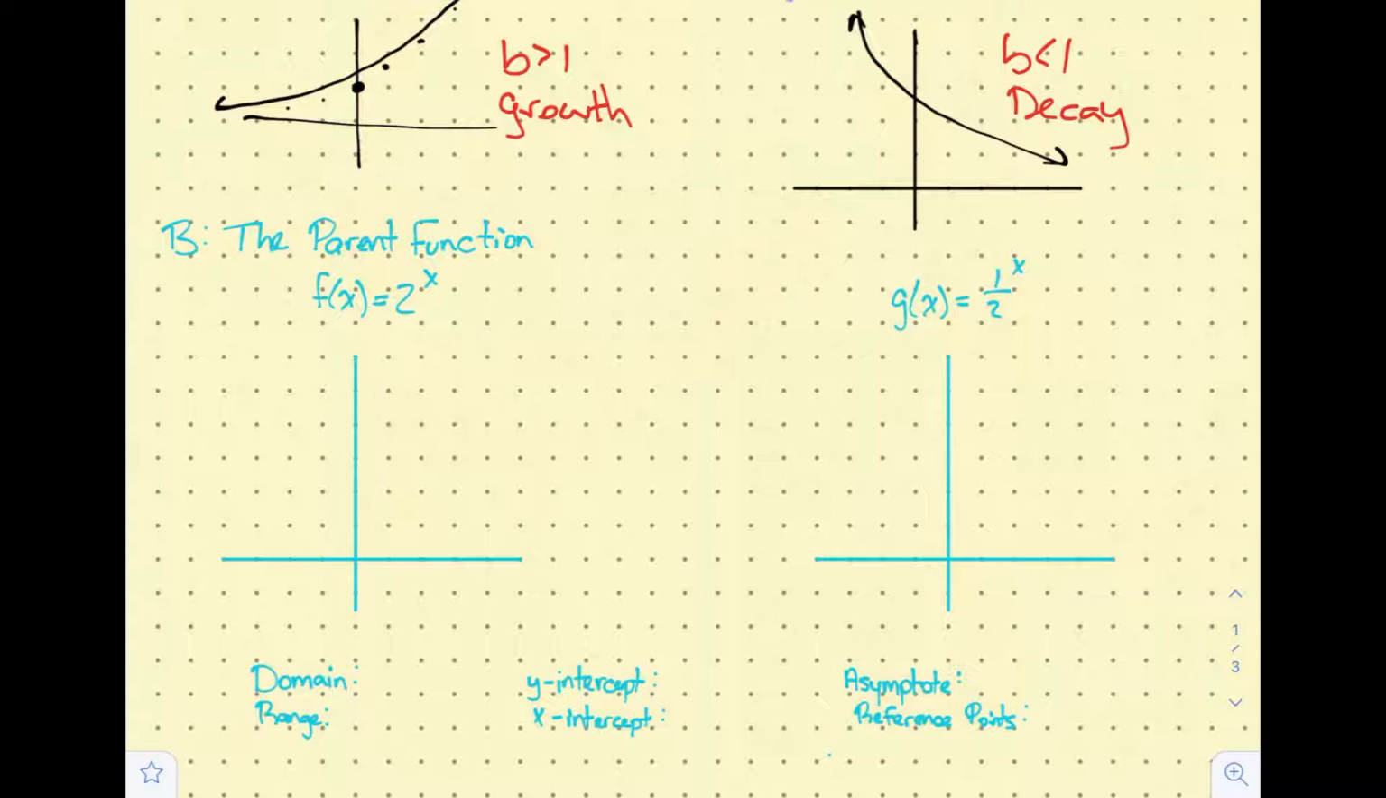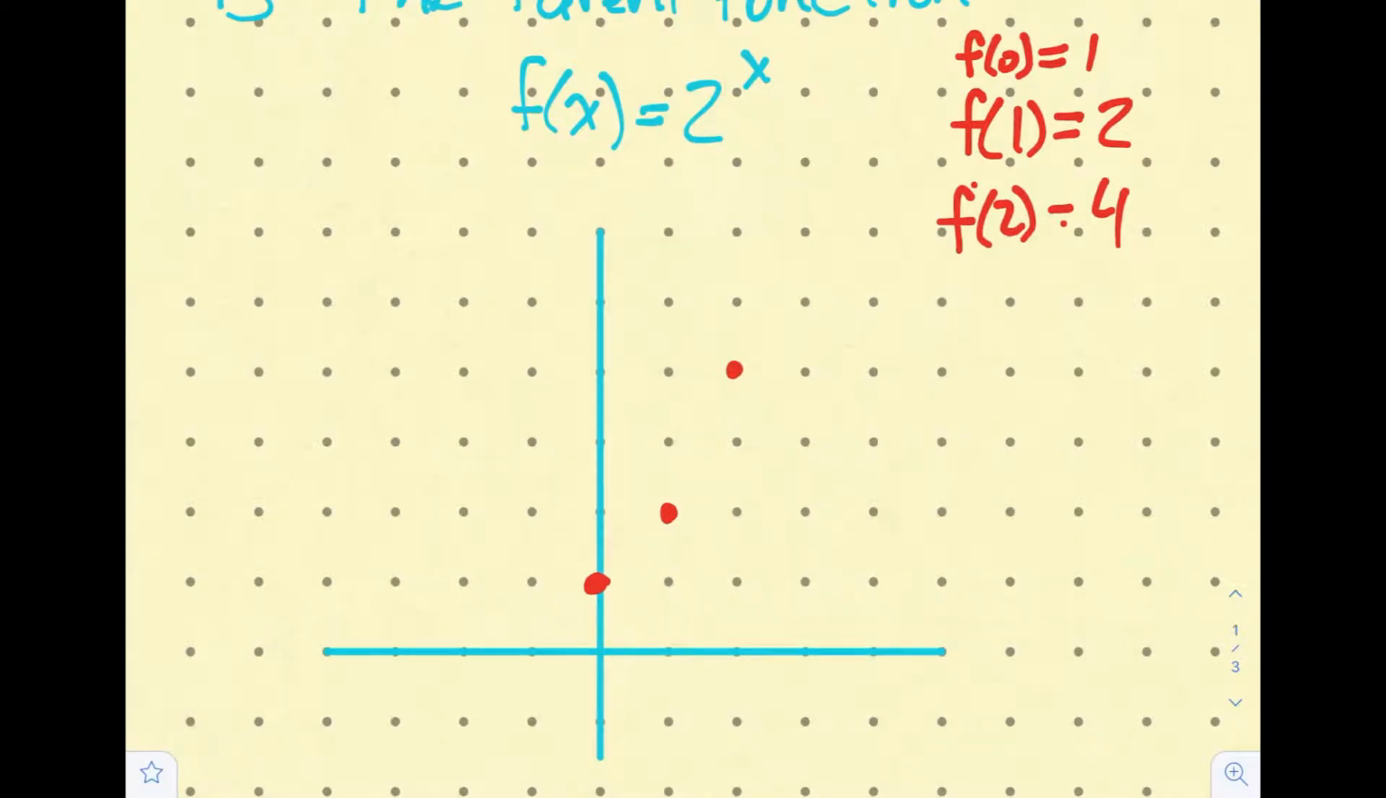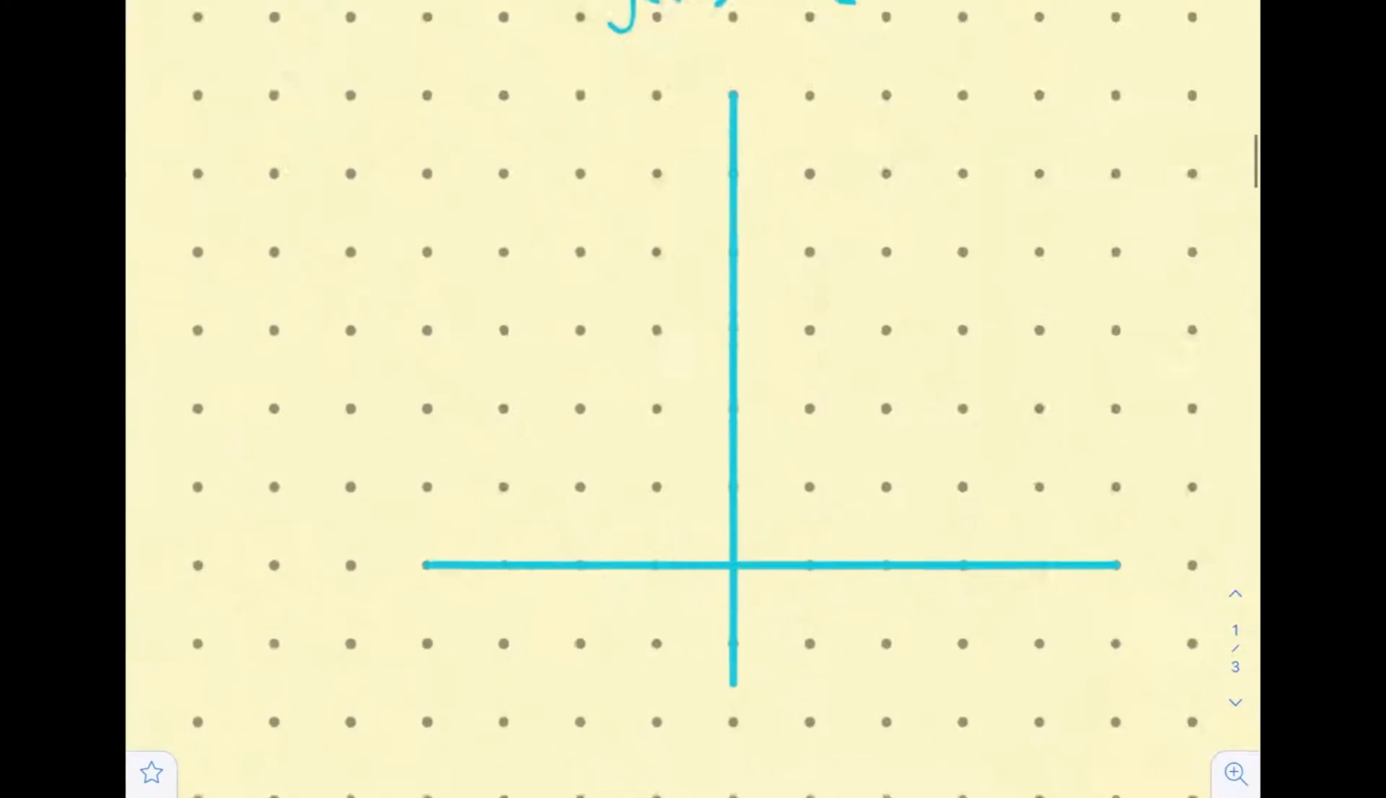So let's graph one growth function and one decay function, so we can get a handle on the basic properties of some of these exponential graphs. So here we have 2 to the x. So first, let's plug in 1. f of 1, 2 to the first power is 2. f of 0 is 1. Again, this is exponential growth. Our exponential decay will just work in the opposite direction.